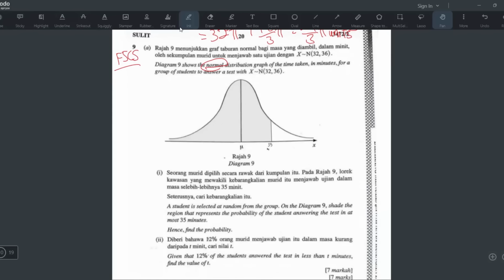Okay, wait for me. Diagram 9 shows a normal distribution graph for the time taken in minutes for a group of students to answer a test. And this is X, and 32, 36.